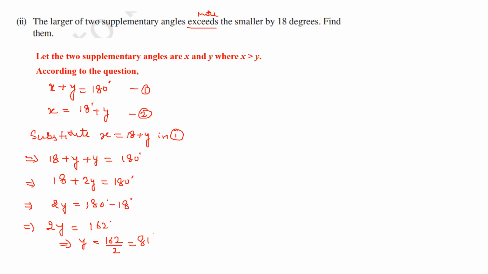Then once you get the value of y as 81, now substitute in x equal to 18 degrees plus y. So it will be 18 degrees plus 81 degrees, which will give me 99 degrees. And you can check 99 and 81. If you add them, you are going to get 180 degrees. It means the two angles are 99 degrees and 81 degrees. Okay. So let's move to the third part.